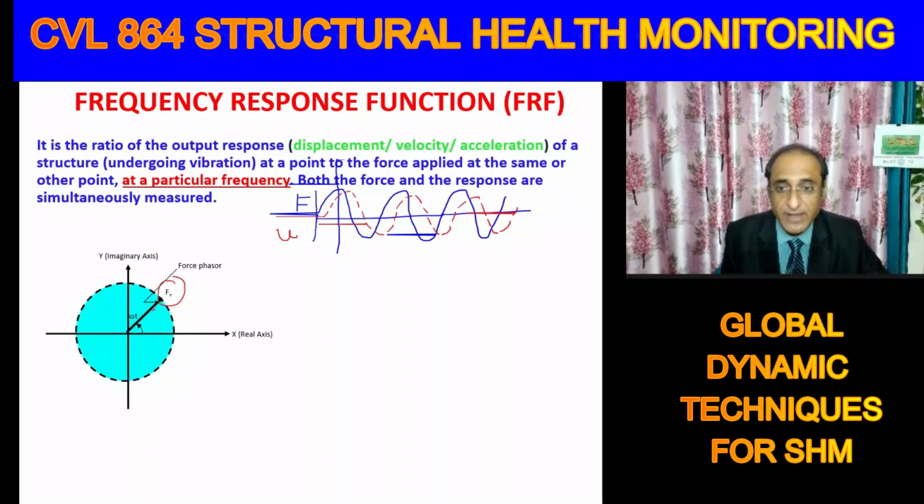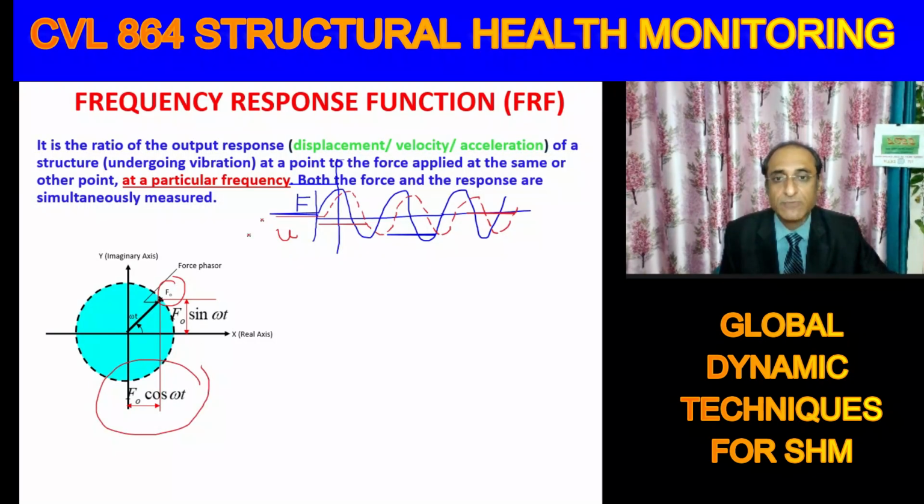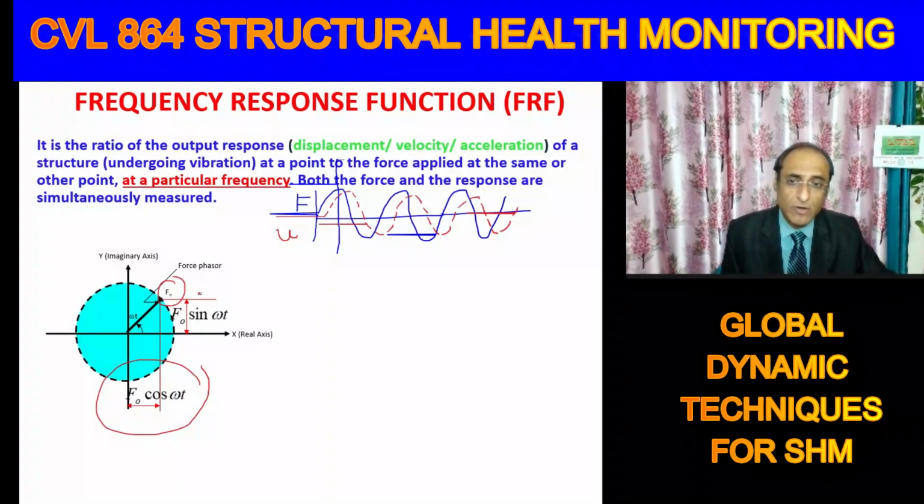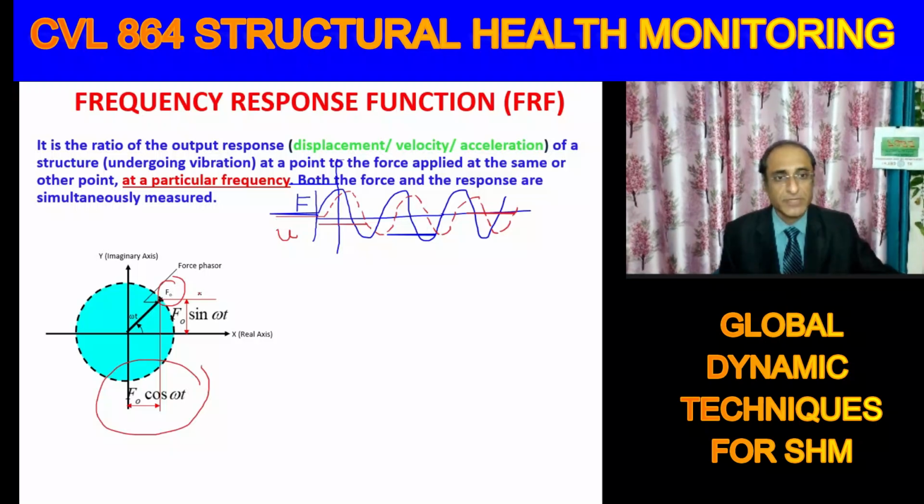So we say that at any given time, the horizontal projection, the cos term, is the real part of the force, and the imaginary part is the sine term. If we are using the cosine function, then cosine is the real part and sine is the imaginary part. Imagine this is a rotating phasor, and its projection on the x-axis gives us the value of the force at a given time. So the rotating motion is converted into a sinusoidal function.